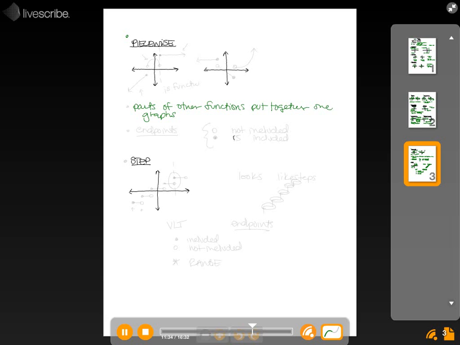One other thing you need to remember is that they will have endpoints. Sometimes they'll have lines on the end, but they can have endpoints for the different pieces. So if we look at, I'm going to draw this graph here. Let's say that we start with a parabola.